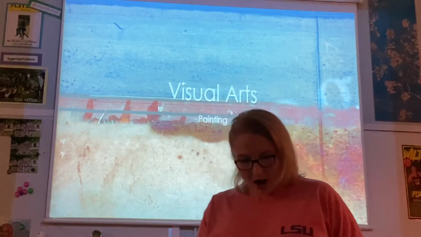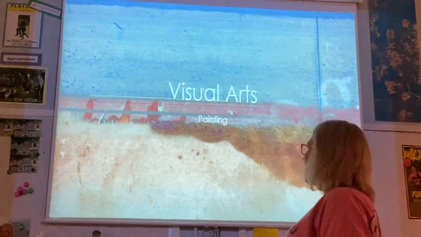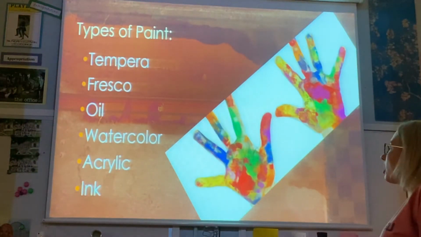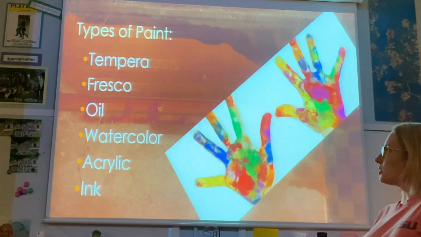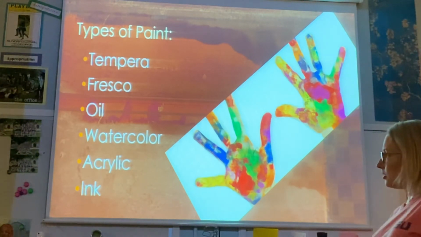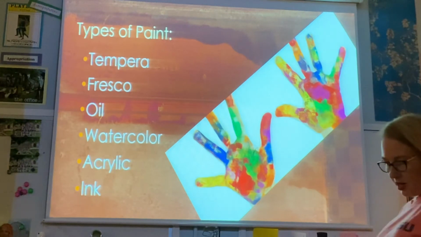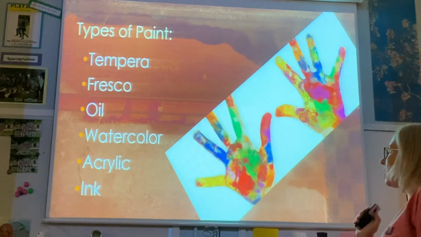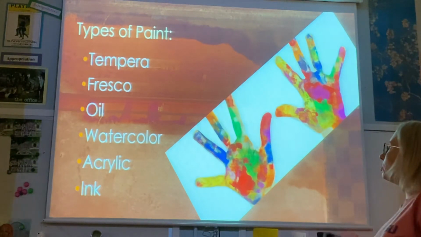Let's talk about some different types of paints today. There's a bunch of different types of paint. We're going to talk about tempera paint, fresco paint, oil paint, watercolor paint, acrylic paint, and ink, and why artists choose those types of media to paint with.